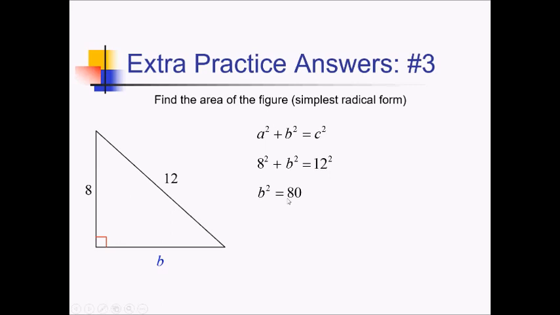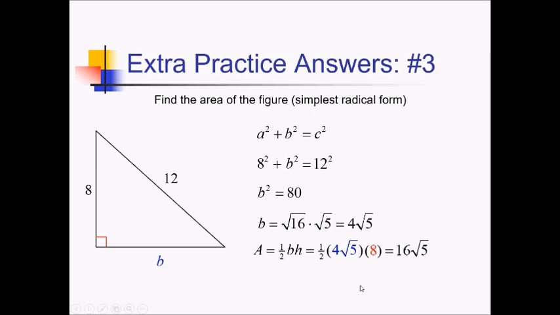So 80, the biggest perfect square that goes into 80 when I square root that, is 16. 16 times 5. So I can write b equals radical 16 times radical 5, which I can simplify to 4 radical 5. All right, it's time to use my area formula, 1/2 base times height. So I've got 1/2 times the base I just found of 4 radical 5 times the height that they already gave me of 8. And putting that all together, half of 4 is 2, so we have 2 radical 5 times 8. And then 2 radical 5 times 8 is going to be 16 radical 5.